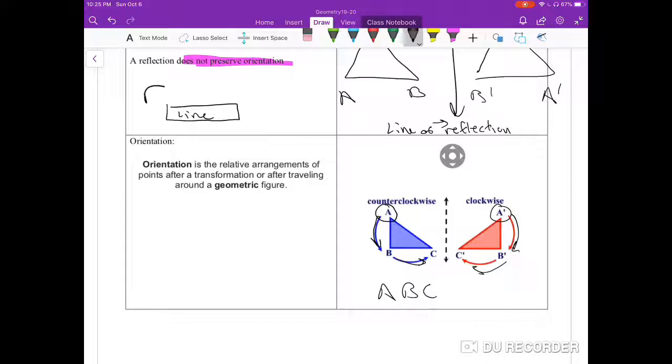That's what it means when it says that orientation is not preserved. If orientation was preserved, I could go counterclockwise in both images and have the same order of letters. Since the order of the letters changes, that means that this does not preserve orientation. I'll show you a transformation that does preserve orientation when we get into the next video.